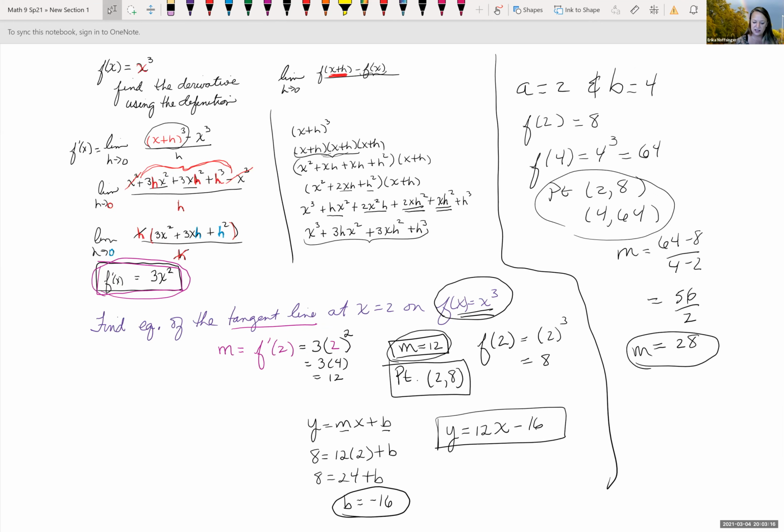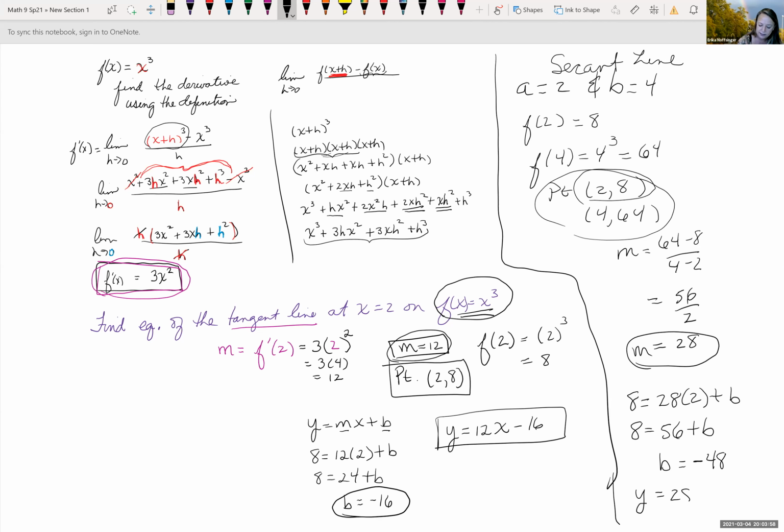It doesn't matter which one I choose. I like the smaller number, so I would choose maybe (2, 8). So I could go in here, my y value is equal to 8 equals my slope 28 times x, which is 2, plus b. 8 is equal to 28 times 2, which is 56, plus b. Subtract 56 on both sides, I get b is negative, what is that? 48. So my equation of the secant line would be y equals my slope, 28, times x plus b, so minus 48. If it just said find the average rate of change of f of x between 2 and 4, we would have just stopped here.